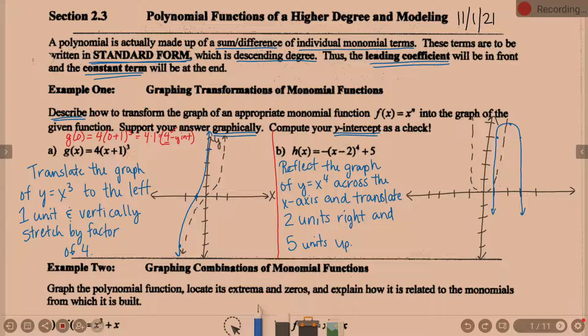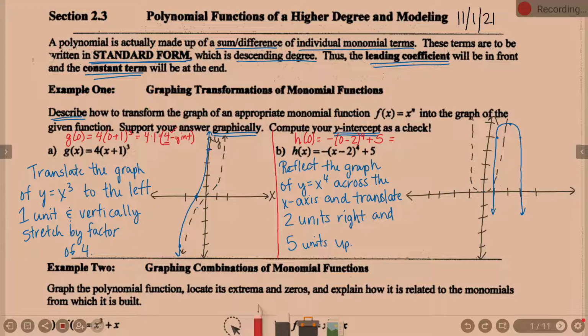Now, we're supposed to compute the y-intercept as a check. I don't even have mine crossing the y-axis yet. However, it can still give me an indicator if it's right or something. Because if I get a y-intercept that's up above my quartic, then I know I have an issue, don't I? So if we plug in 0 and check it, h of 0, negative of 0 minus 2 raised to the 4th plus 5. Well, 0 minus 2 is negative 2. Negative 2 raised to the 4th.